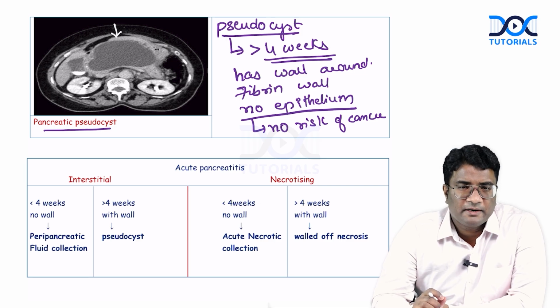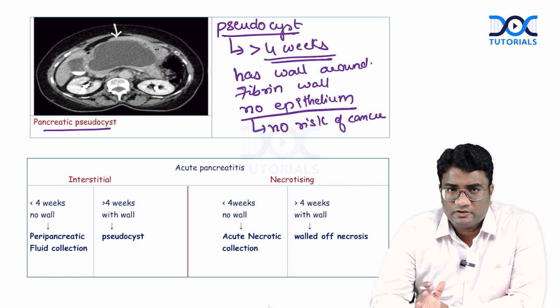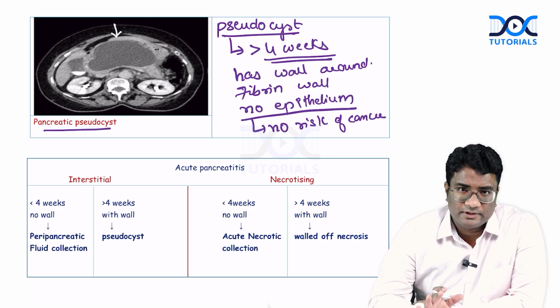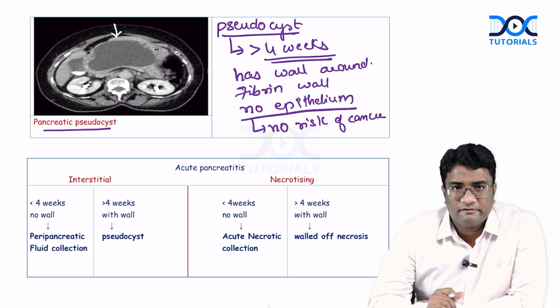So, what are the things to remember? It usually occurs after 4 weeks of the episode. It has a fibrin wall around it, and this is a pseudocyst without any epithelial lining. So, no risk of cancer.